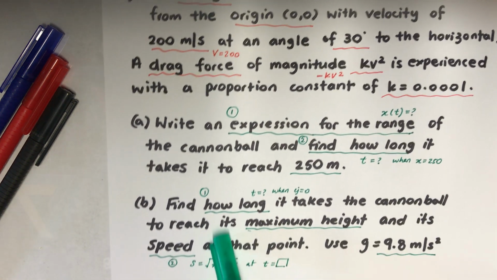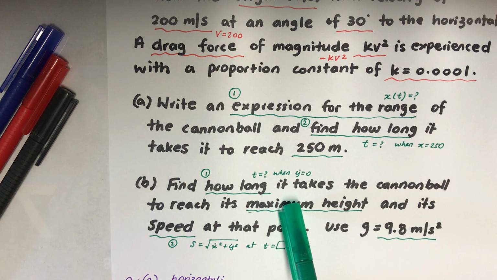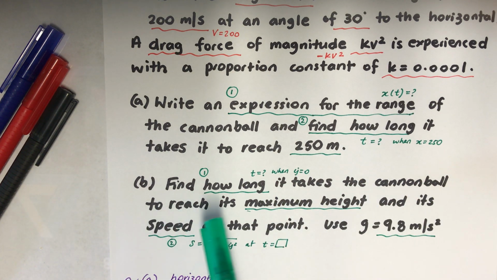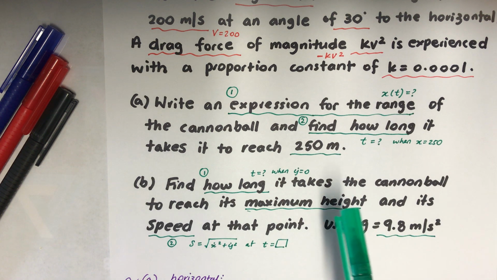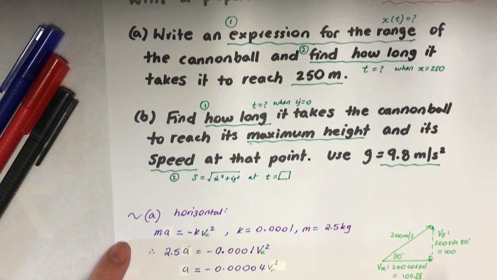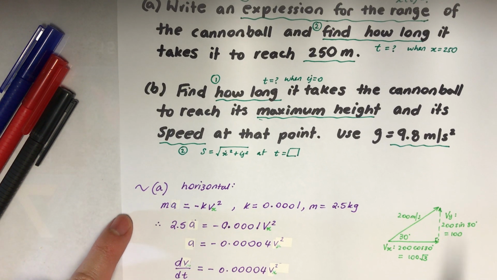Okay, and then part B, find how long, so that's a t, it takes the cannonball to reach the maximum height. At the maximum height, automatically y dot equals 0. And its speed at that point. Yeah, speed, I'll just put the formula there if I were you, so that it's all good. And then use g equals 9.8 meters per second squared. Okay, so g was given, so I don't have to think about using 10, but 9.8.